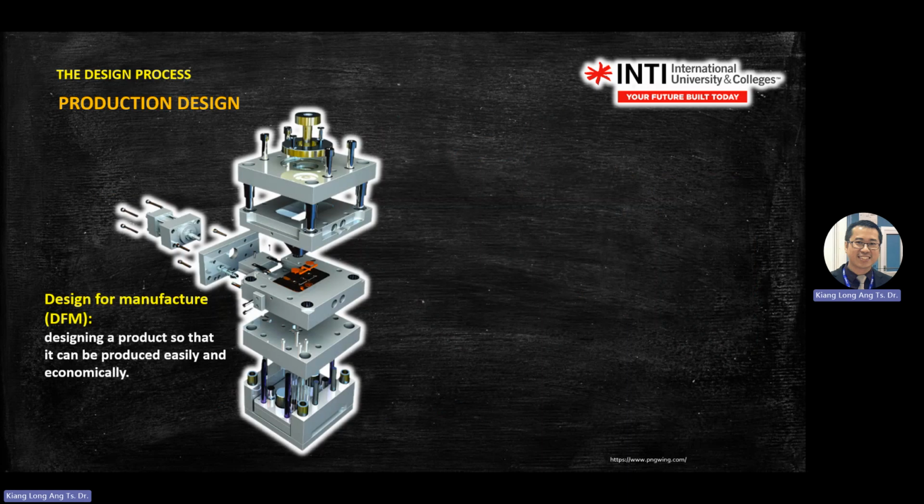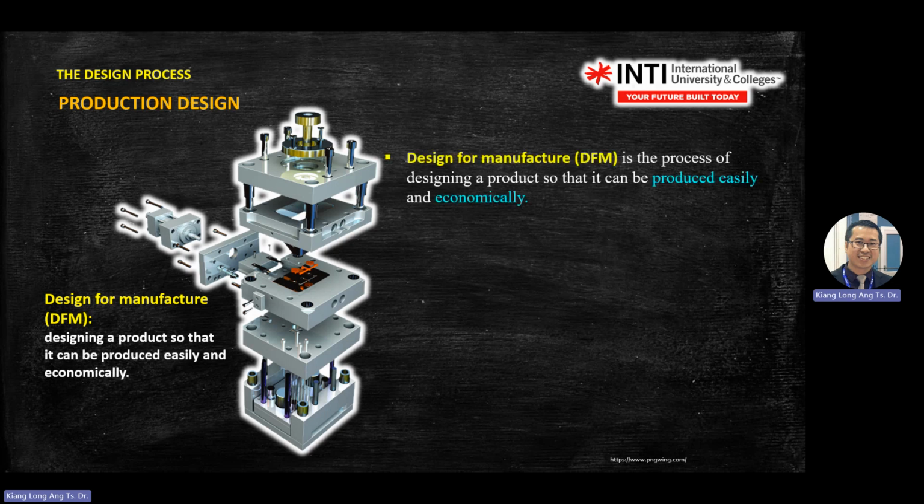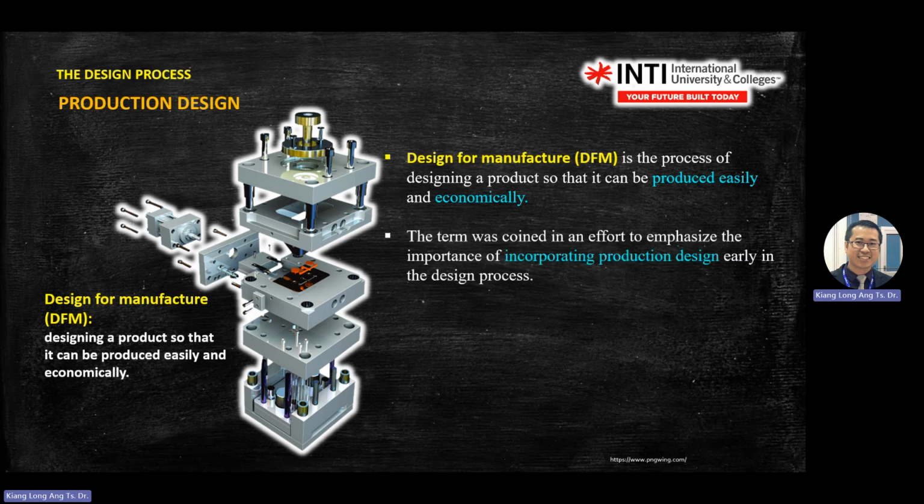Design for manufacturer, this one we call DFM, design for manufacturer. Designing a product so that it can be produced easily and economically. So this one is more on the jig, more on the process things. For example, milk products, you already have the facilities, you only need to interchange some of the parameters.